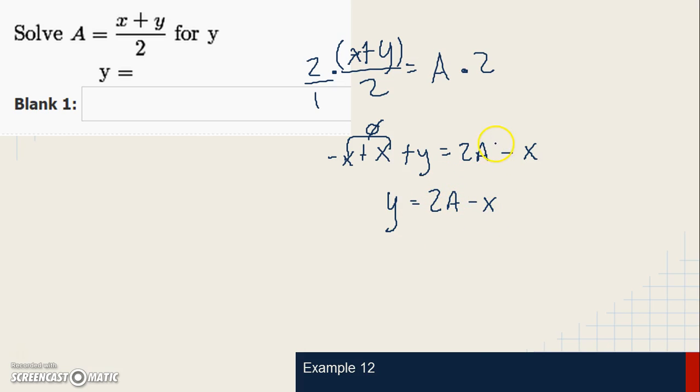If you did write a plus a negative here, just make sure that when you type in that final answer into the answer bar, you simplify it to just a minus.